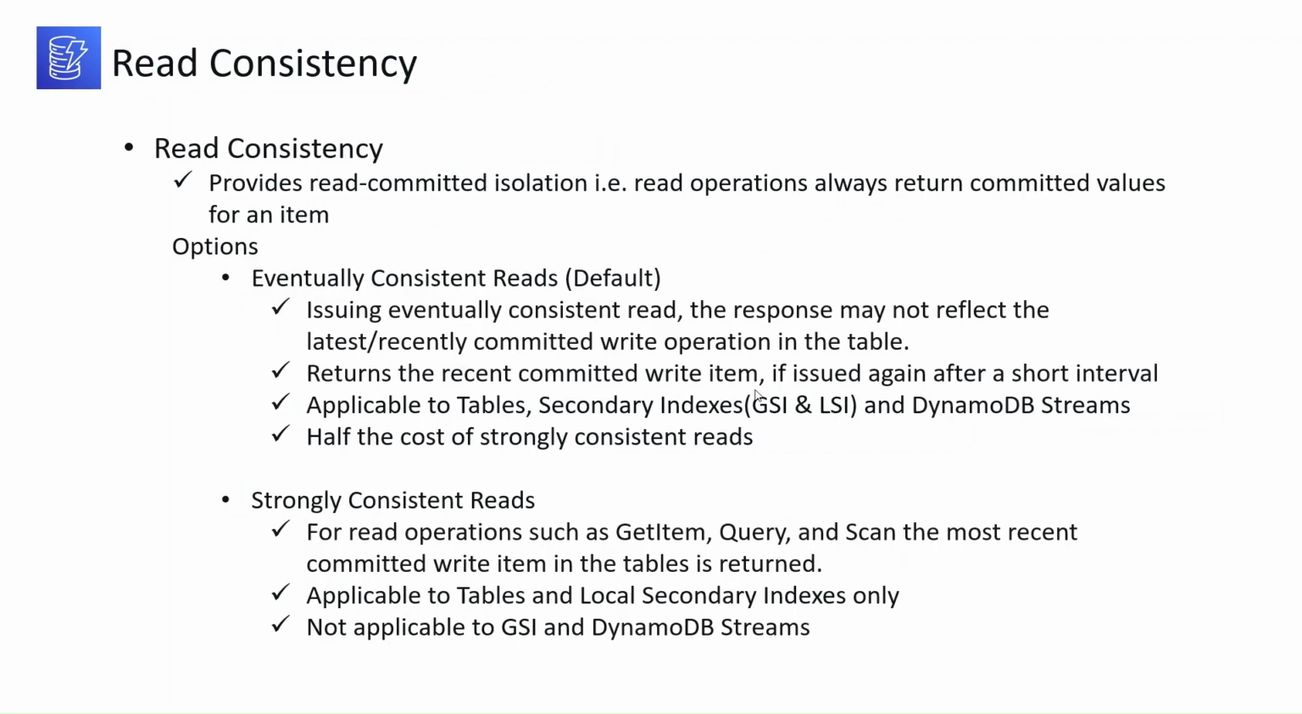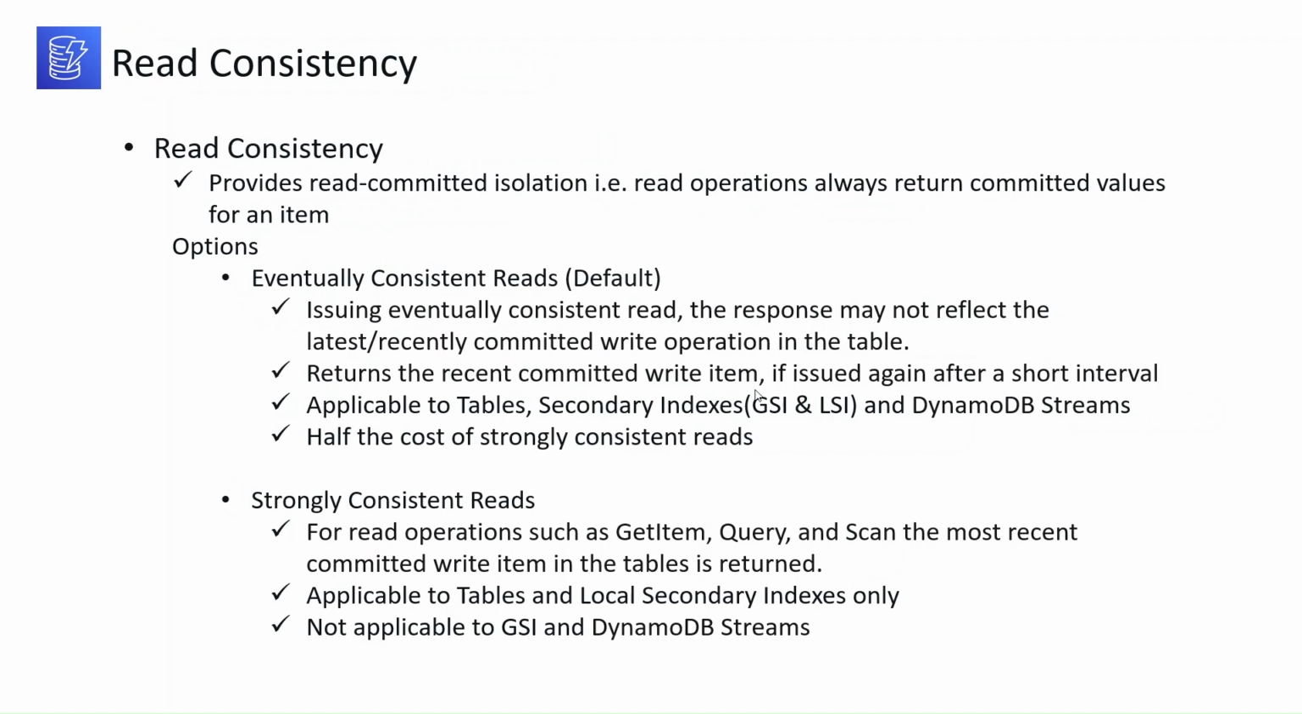Next, read consistency. DynamoDB provides read committed isolation and ensures that read operations always return committed values for an item. The read will never retrieve an item for which the write did not succeed. There are two types of read consistency. One is eventually consistent reads and the other is strongly consistent reads.